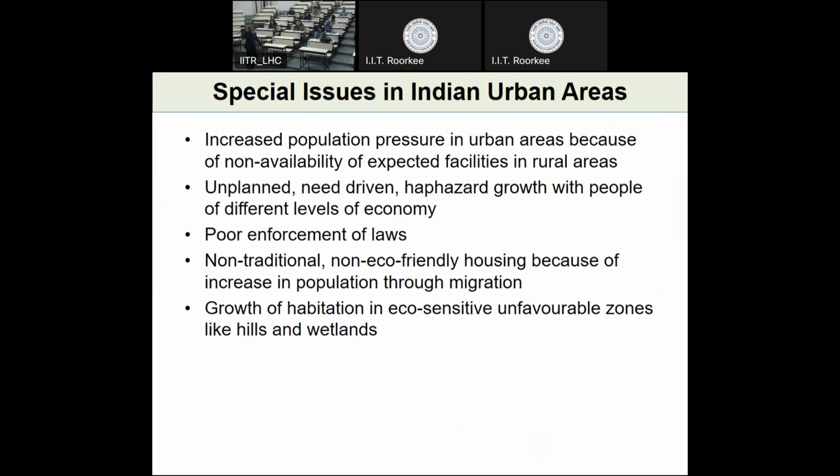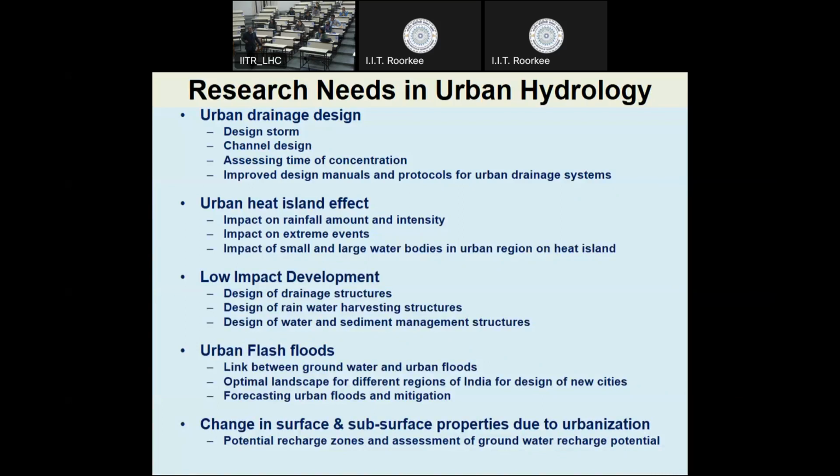Now I have a few slides about the issues in urban areas in India. These are, I think, well known to all of you. But since many of you are research scholars, I have some ideas which you can pursue as part of your research thesis, as part of your future studies. So there are 5 main areas as far as urban hydrology is concerned.